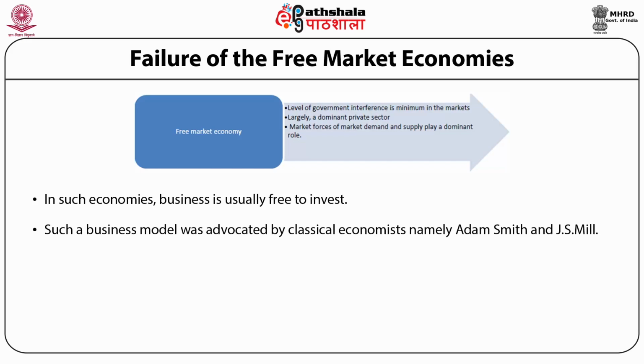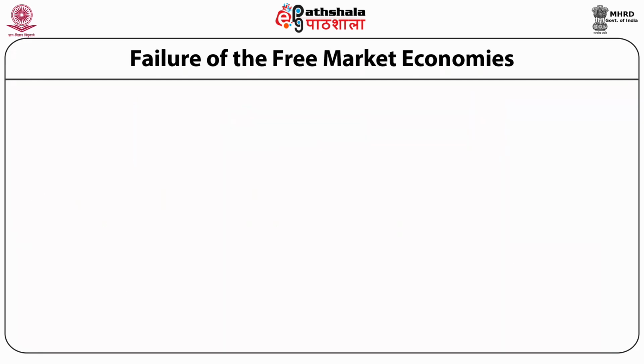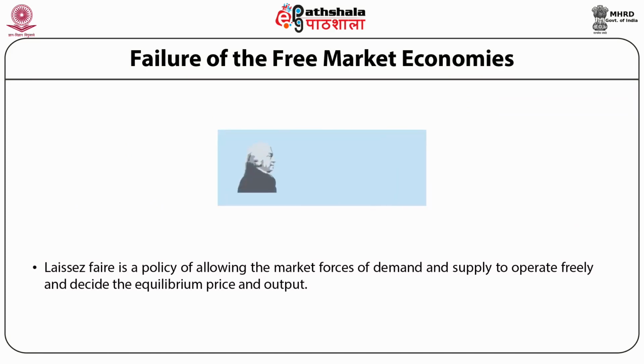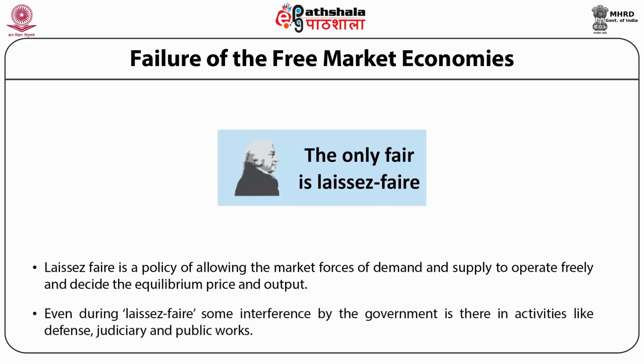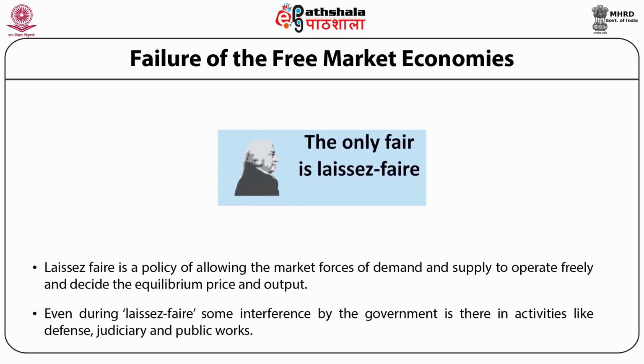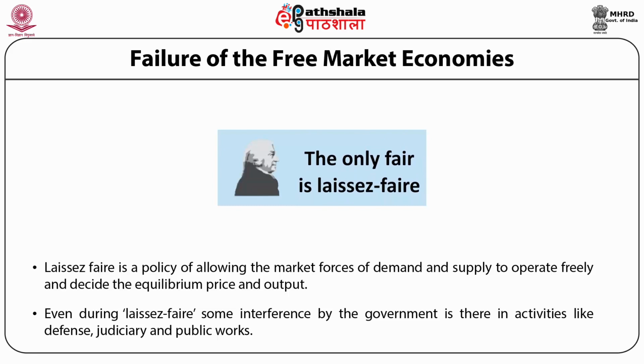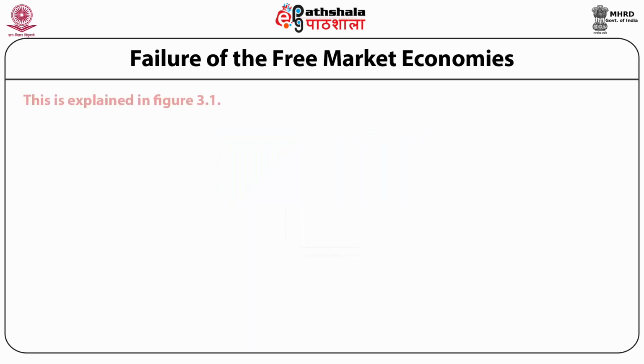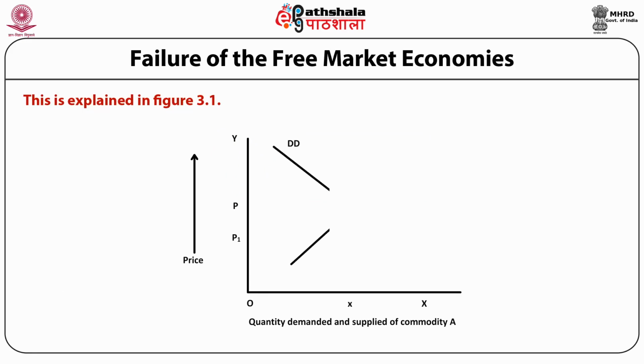Such a business model was advocated by classical economists, namely Adam Smith and J.S. Mill. These economists believed in laissez-faire. Laissez-faire is a policy of allowing the market forces of demand and supply to operate freely and decide the equilibrium price and output. Even during laissez-faire, some interference by the government is there in activities like defense, judiciary, and public works. This is explained in figure 3.1.